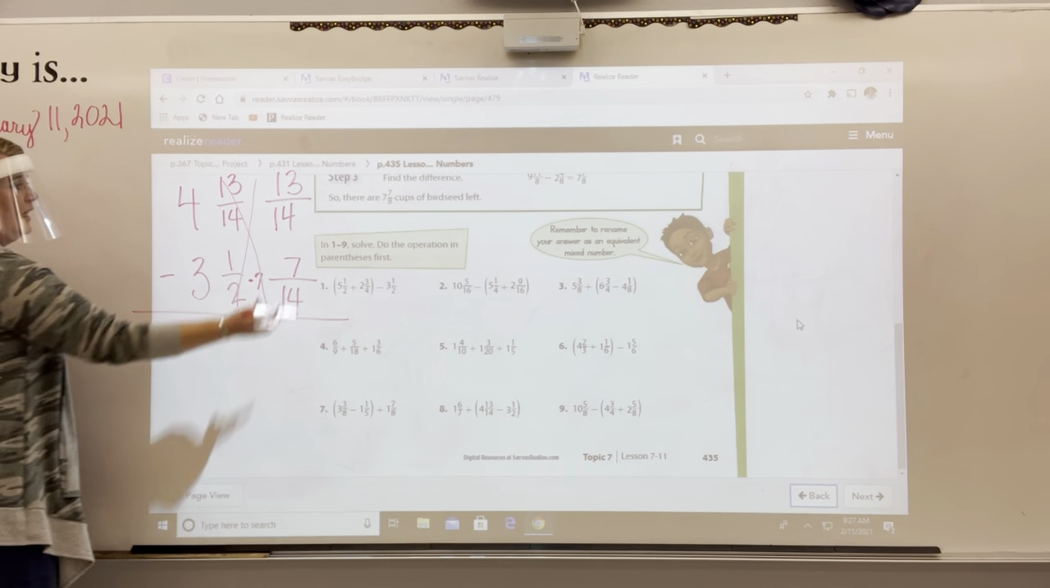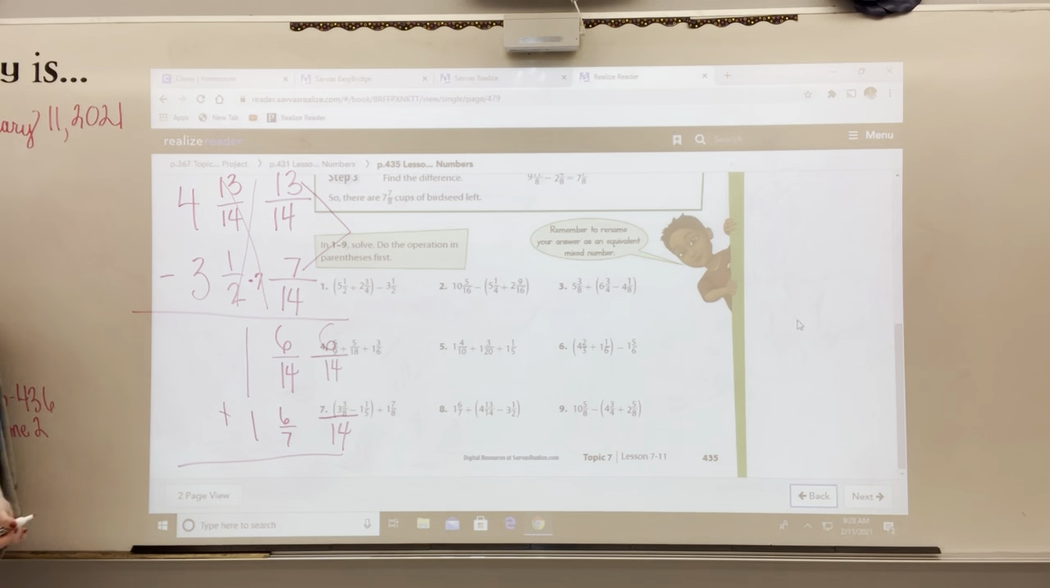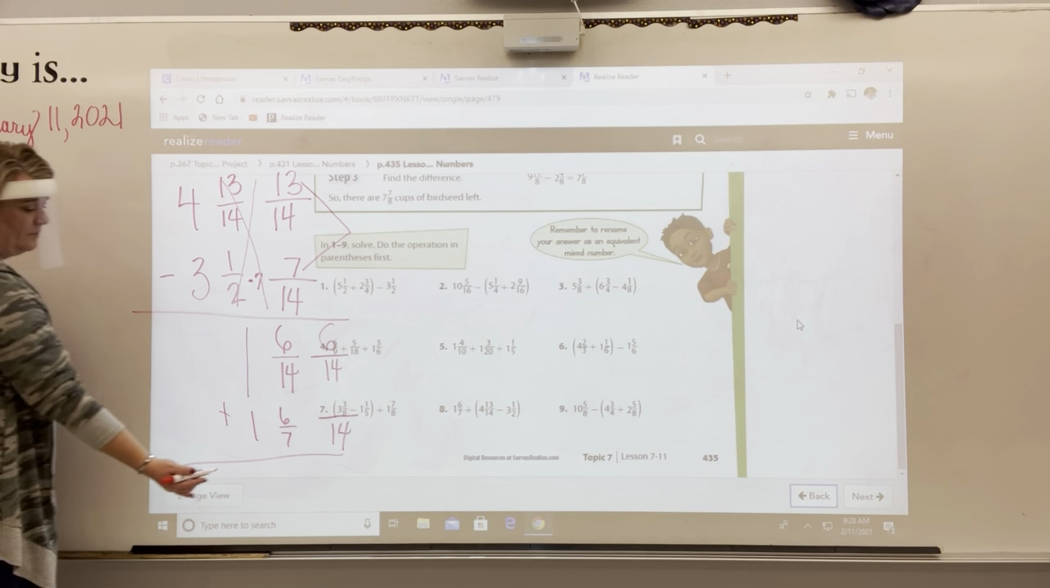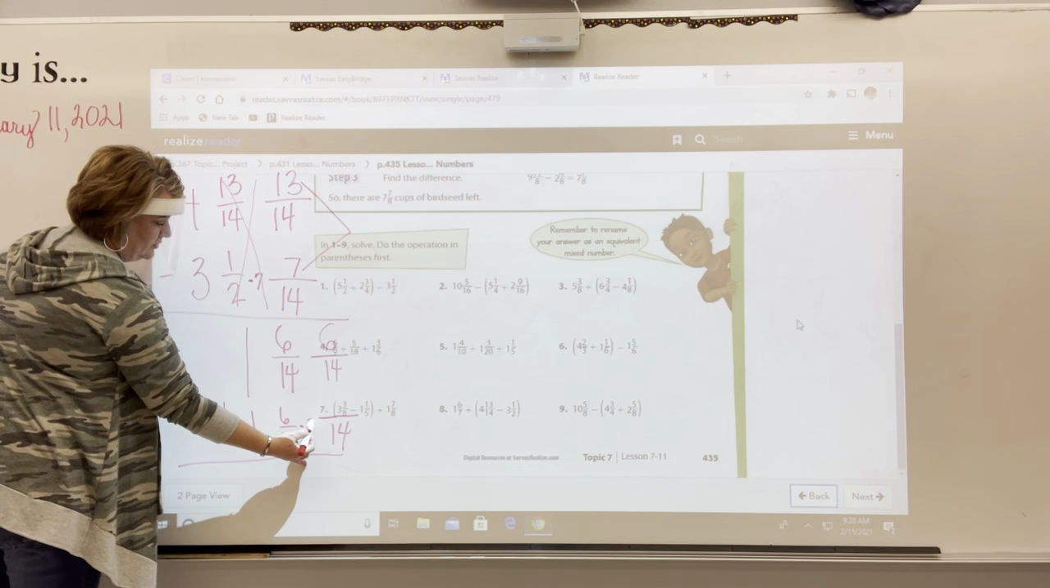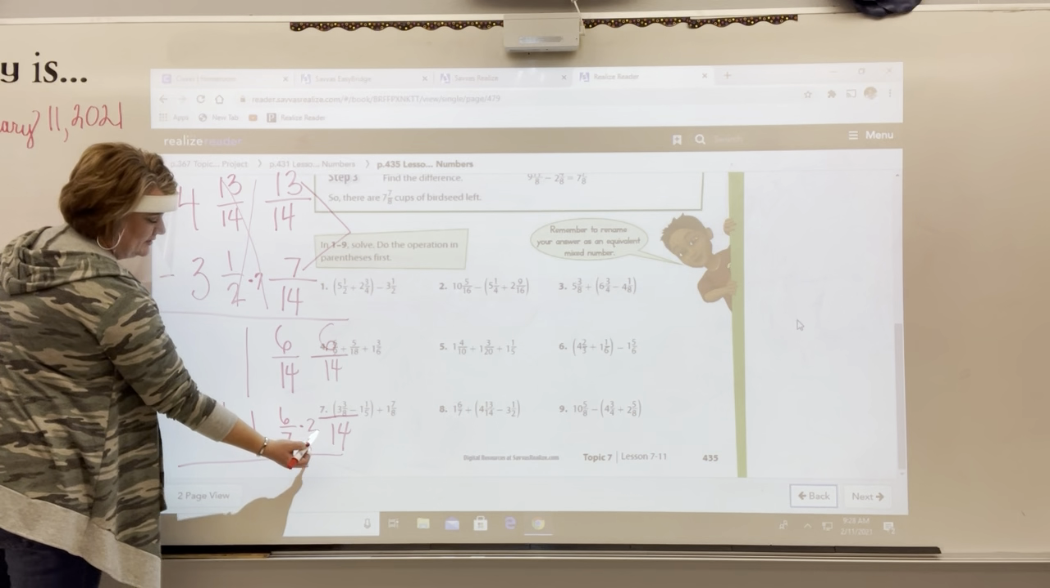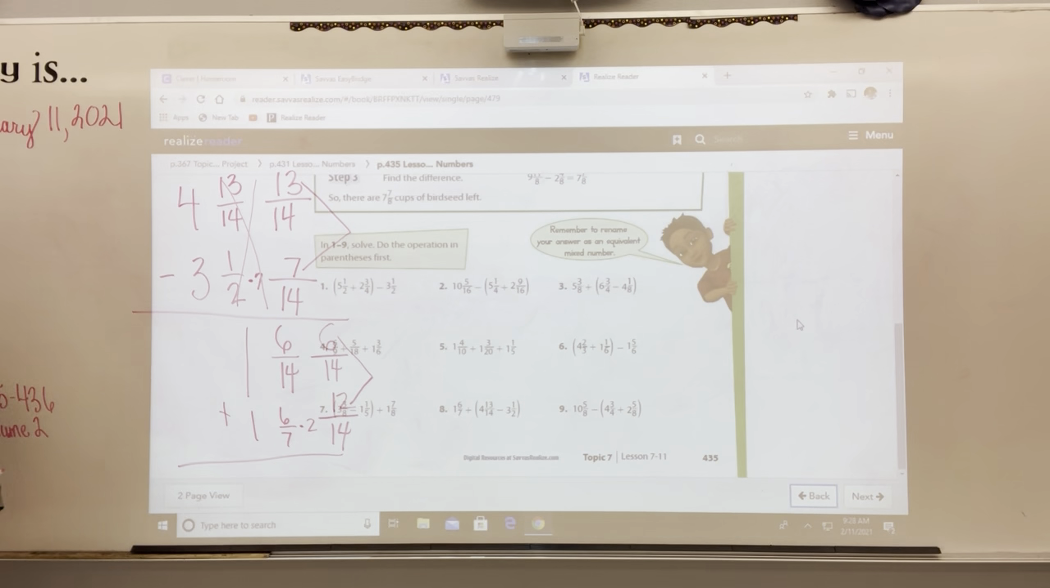So can y'all think of a denominator for 7 and 14? What do y'all think of? 14. Good. Which means your top fraction stays exactly the same. So Eric, on the bottom, how do we go from 7 to 14? Times 2. So what's 6 times 2, Eric? 12. Now we're adding, so draw an arrow from your 6 to your 12.